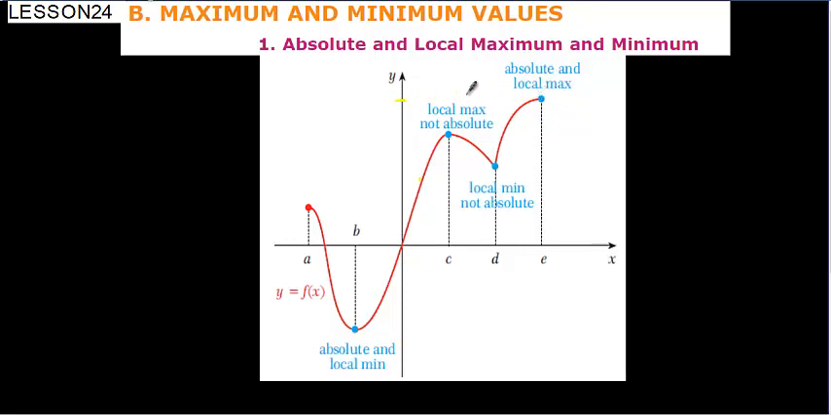This is the greatest point, so it's the absolute maximum, or we can say also local maximum for this point. And this point is a minimum, but this point is the absolute minimum because this is the smallest value on the y-axis. That's why this is going to be the absolute minimum. We can use the term local minimum for the absolute minimum also.